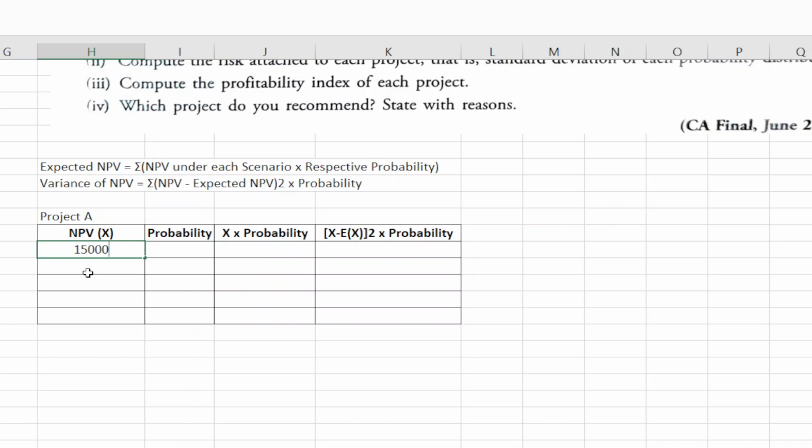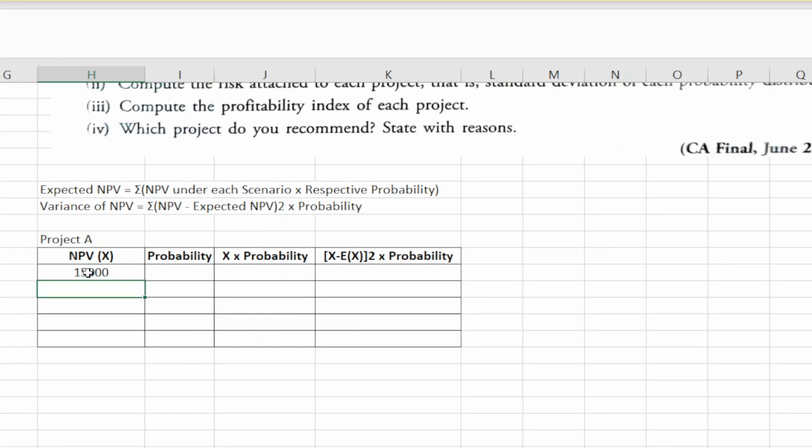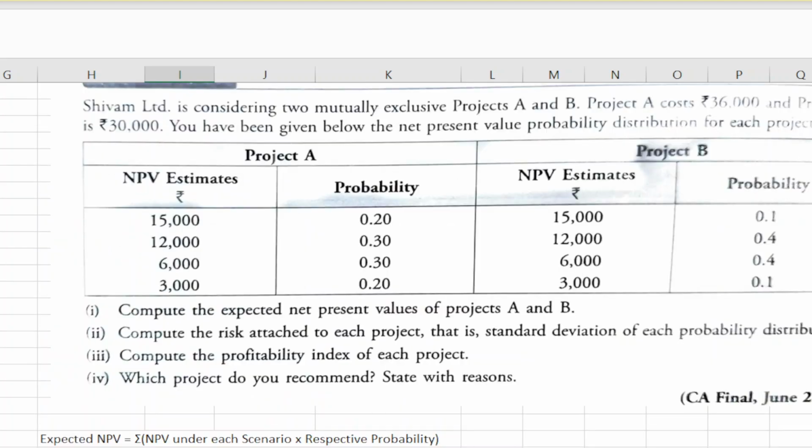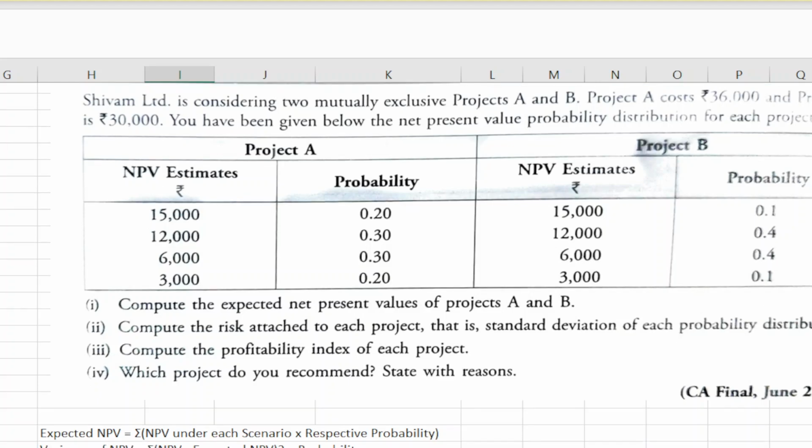15,000, then 12,000, 6,000, and 3,000. Correct? Probability, they have only given the probability as well. Here you can see the probabilities. What is the probability? 0.2, 0.3, 0.3, 0.2. Let us bring the same probability here.